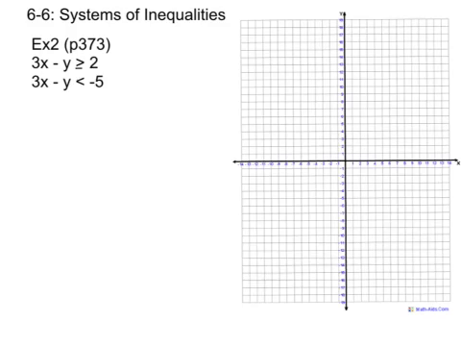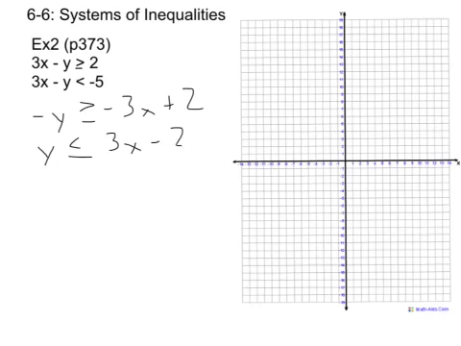So I'm going to subtract 3x from both sides, and I get negative y is greater than or equal to negative 3x plus 2. Now, I don't care what negative y is greater than or equal to. I care about y. So I have to multiply or divide by negative 1. It doesn't matter which one I do in this case. But remember the thing about inequalities. When you multiply or divide by negative 1, you have to flip the sign. So I get y is less than or equal to 3x minus 2. I have to multiply everything on both sides by negative 1. So I went from negative y to y, from negative 3x to 3x, and from 2 to negative 2.